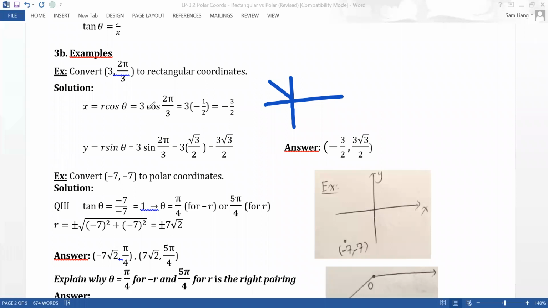All right, anyone still need the first example here? All right, I'm gonna move on then to the second example.